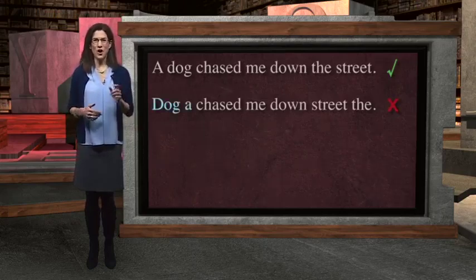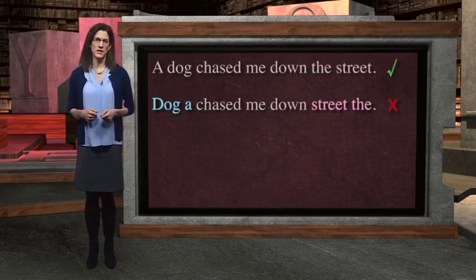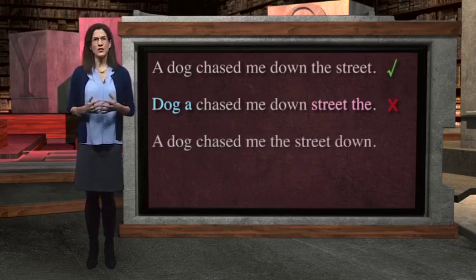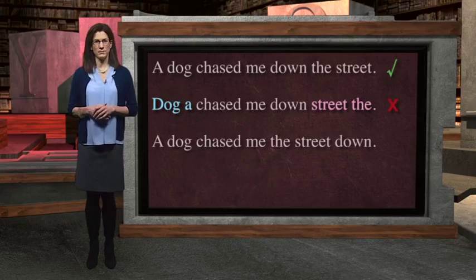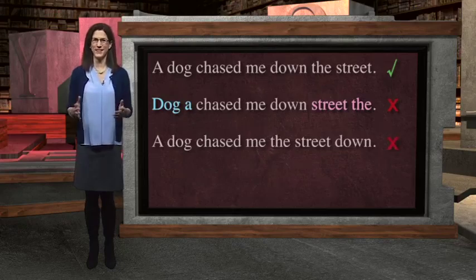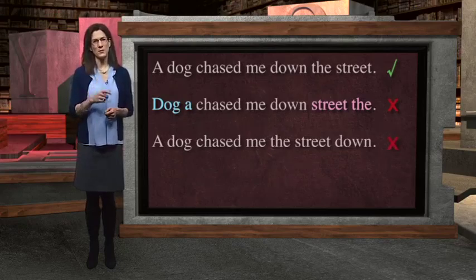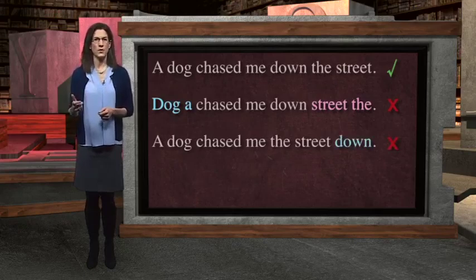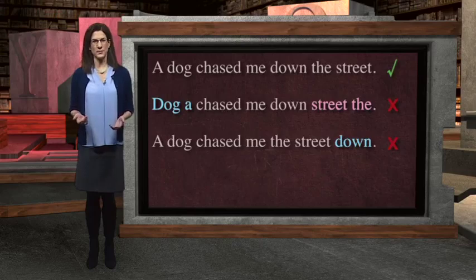I said dog and street the. But we know that determiners need to come before nouns. It needs to be a dog and the street. Here's another ungrammatical version. A dog chased me the street down. Nope. Because we know that prepositions need to come before the noun phrase. It should be down the street, not the street down.